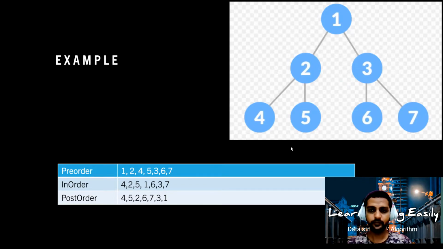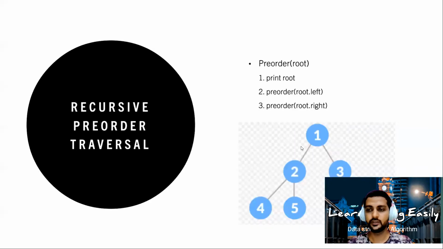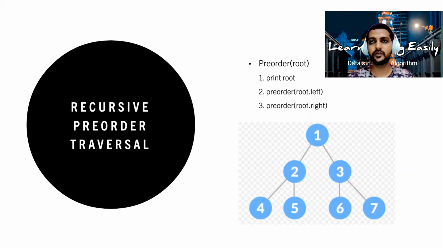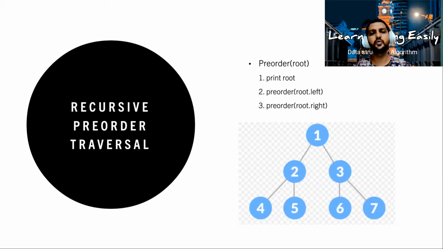All right. Now let me explain how we can write the code for this. There are two ways. One is the recursive pre-order traversal. From the word recursive, you know that recursive means calling the same function again and again. So let's say there is one function we will write for the pre-order traversal. We can name it pre-order of root, which will take one input, which is root.